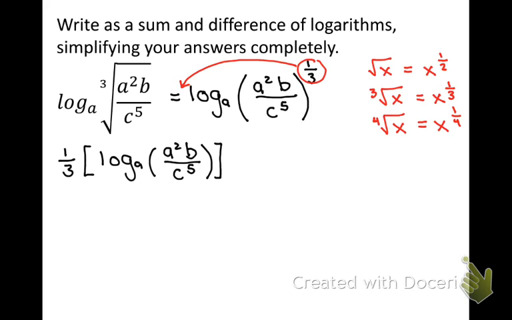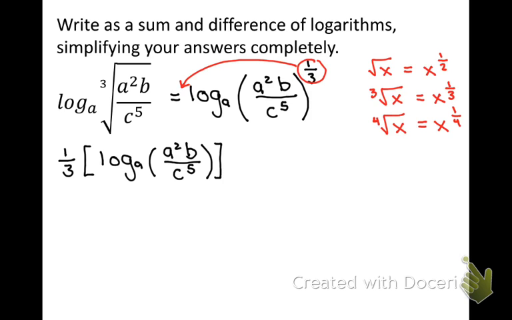Okay. Now, if I leave that 1/3 in the front, don't forget about it, okay? We now have log base a of a squared b over c to the fifth. And this actually becomes very similar to the previous problem we just did. A squared and b are connected by multiplication in the numerator, and that c to the fifth is connected by division in the denominator. So if I break apart that multiplication, I'm going to have 2 logarithms being added. And if I break apart that division, I'm going to have the logarithm being subtracted.